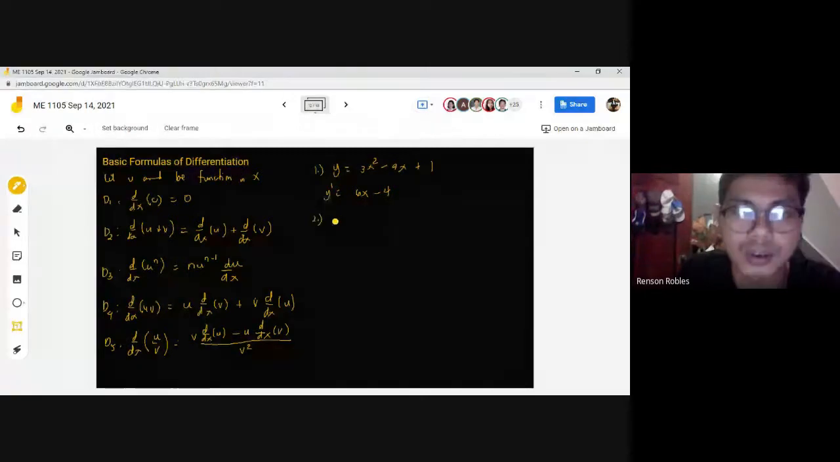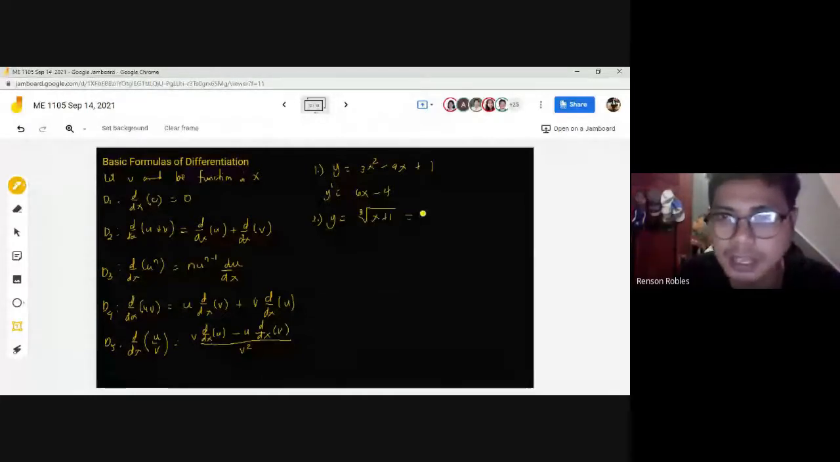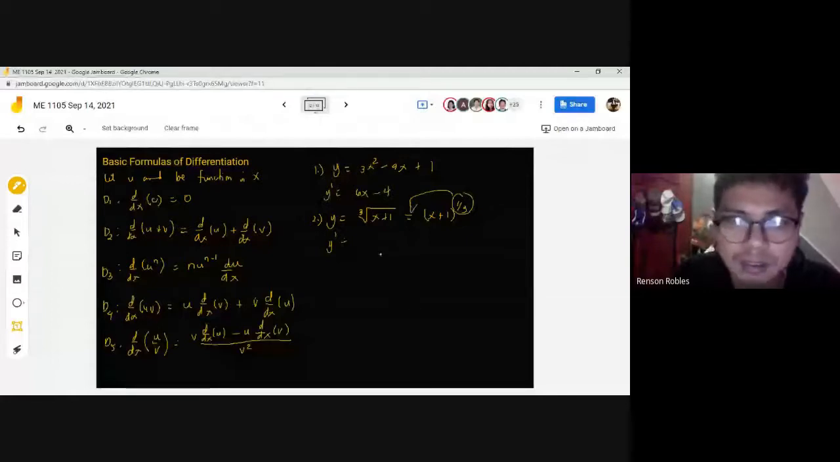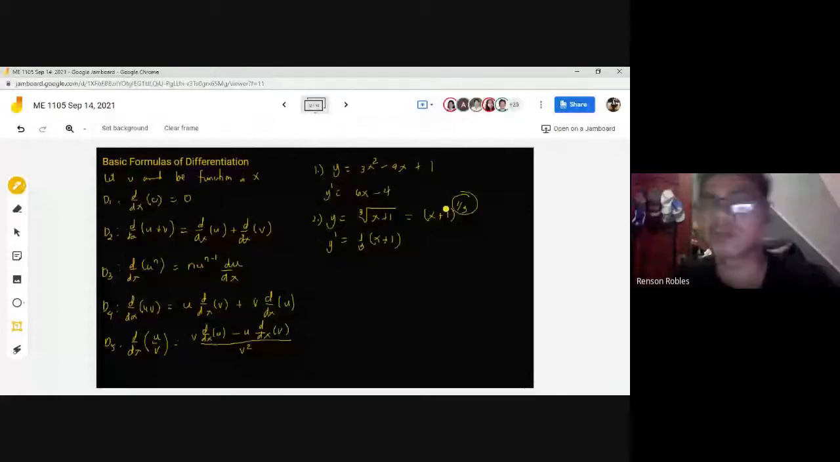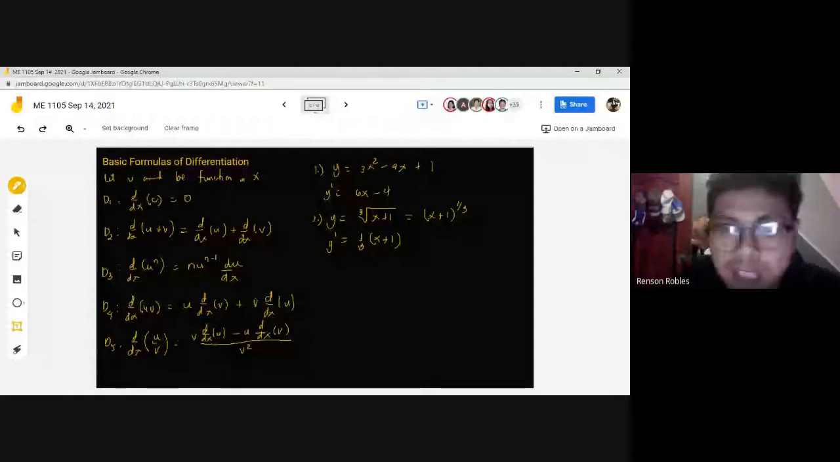2. Y. Say cube root of x plus 1. This can be written exponentially as x plus 1 raised to 1/3. Y prime. Bring this down. Write it in front. That's 1/3. Copy it again. And then you subtract 1 from 1/3. And that is negative 2/3. And then do not forget to differentiate x plus 1. And that is 1. So you'll have 1 all over 3 times x plus 1 raised to 2/3.